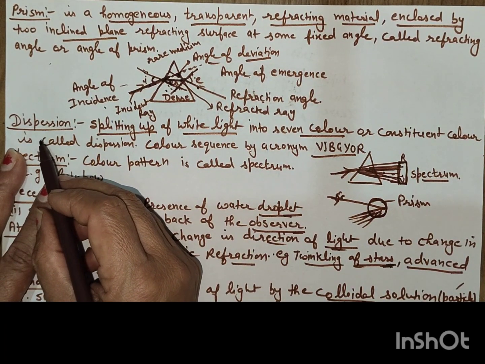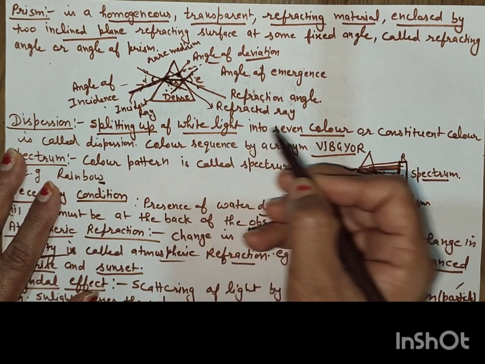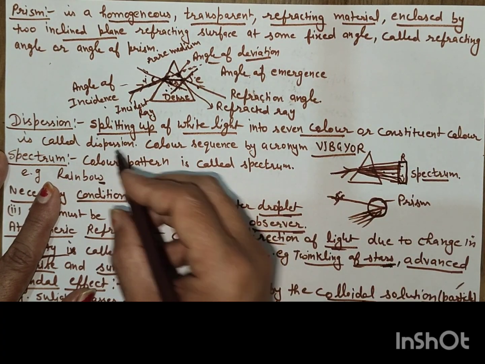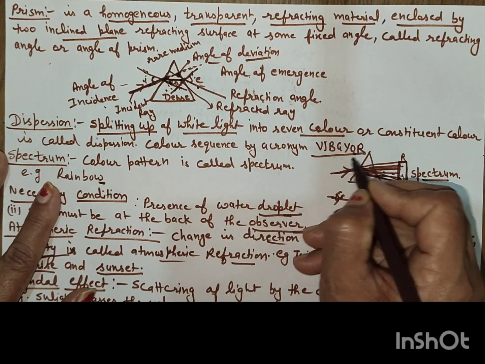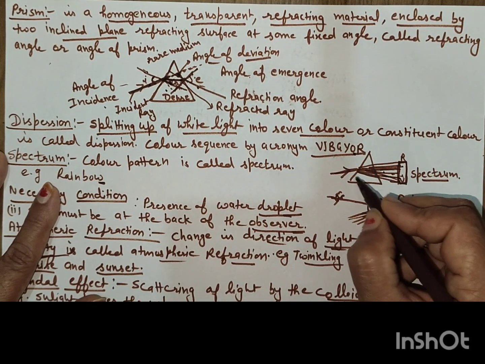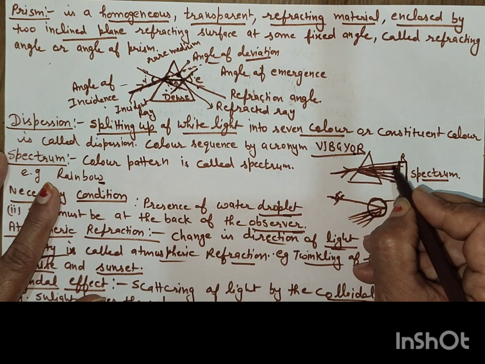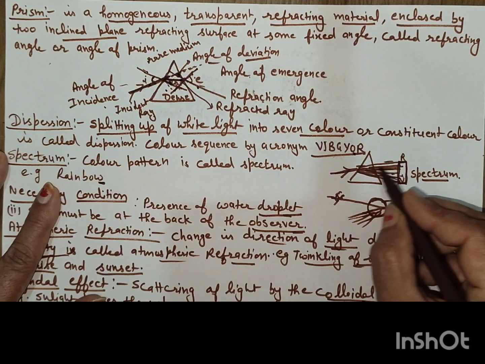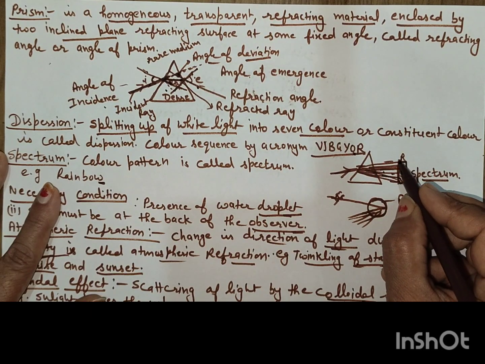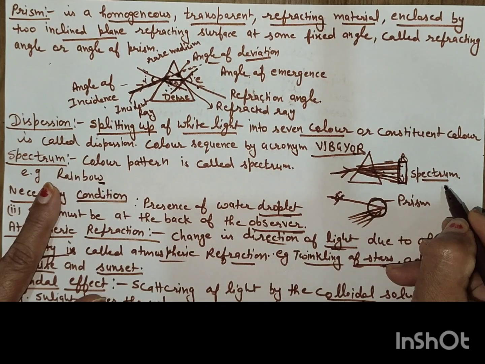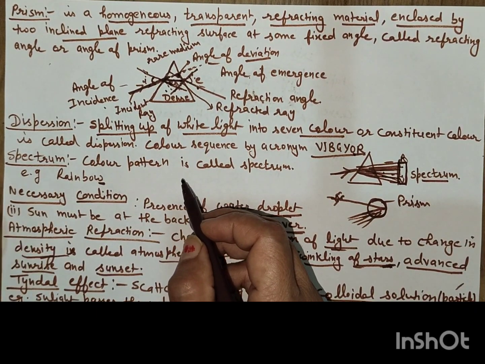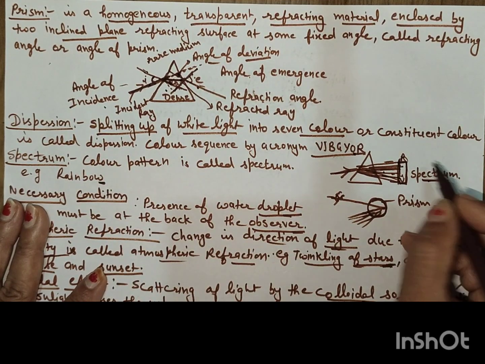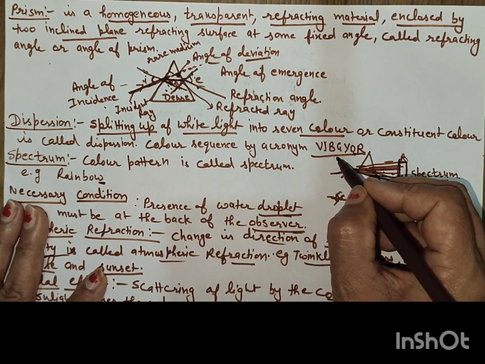Now dispersion. Dispersion is the splitting up of white light into 7 colors, or its constituent colors. The color sequence can be shown by the acronym VIBGYOR. This is a prism, and when a ray of light falls on it, it will split into the 7 colors. This splitting of white light into 7 colors is called dispersion, and this band of 7 colors is called the spectrum. The spectrum is the color pattern, and we can observe this easily in the rainbow. The pattern of these colors is in the acronym VIBGYOR.